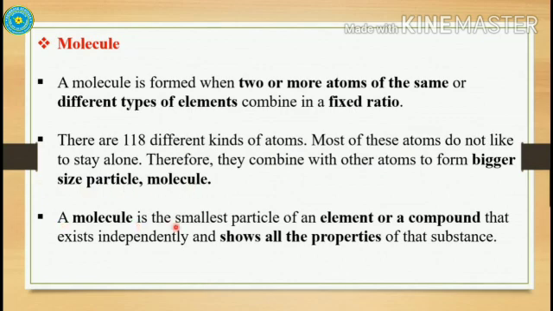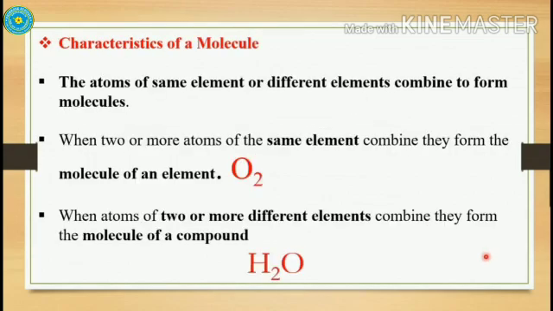A molecule is the smallest particle of an element or a compound that exists independently and shows all the properties of that substance. Characteristics of a molecule. The atoms of the same element or different elements combine to form molecules. When 2 or more atoms of the same element combine, they form the molecule of an element, and when atoms of 2 or more different elements combine, they form the molecule of a compound.